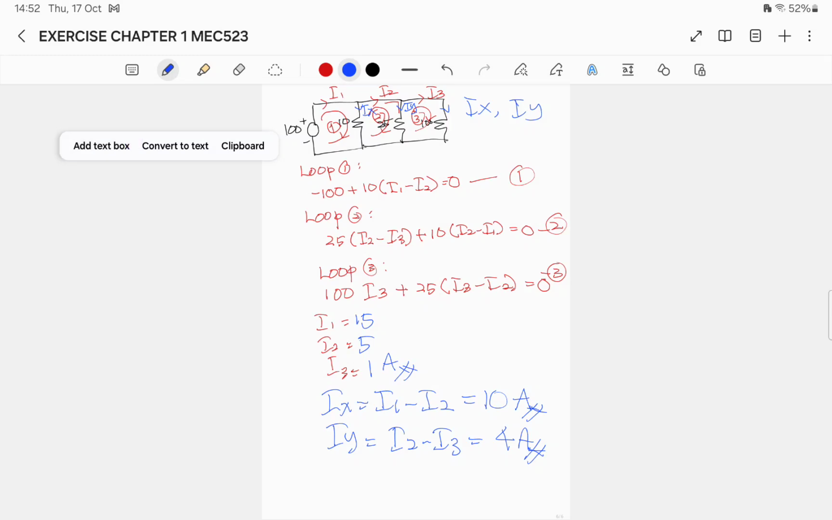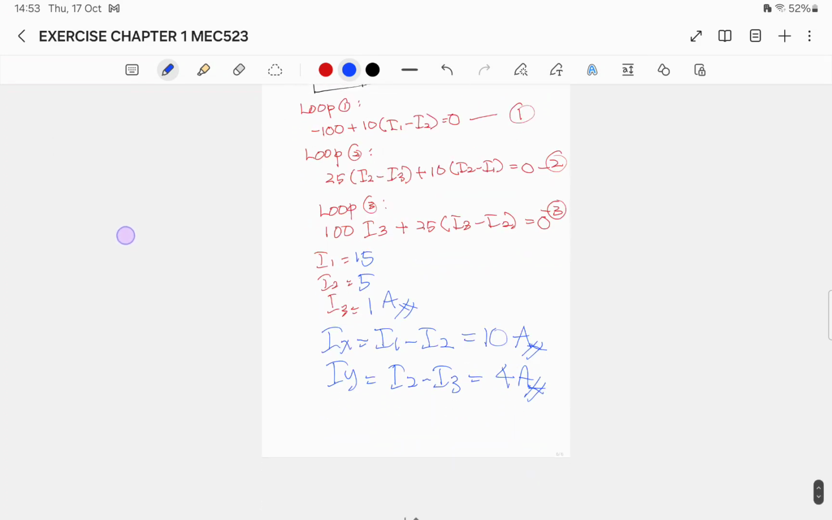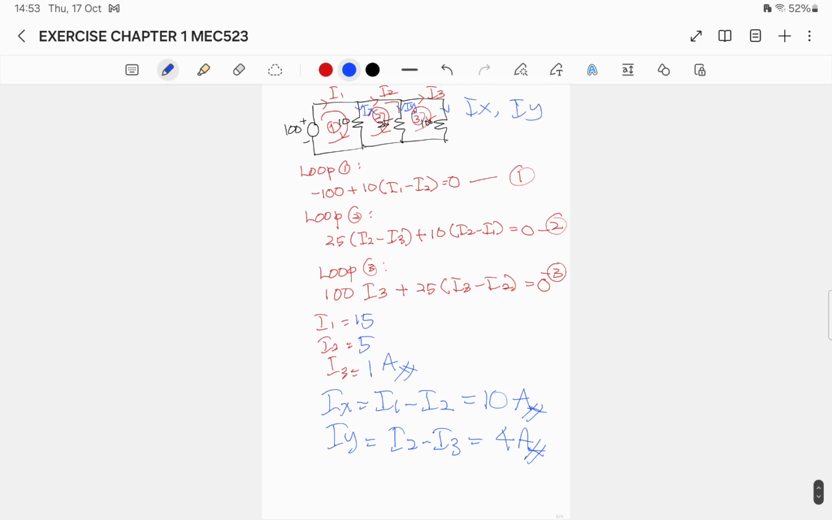Tapi kalau dalam soalan mention use voltage divider, then kena guna voltage divider lah. Kalau tak mention, you nak pakai which cara pun boleh. Ada soalan dia akan tanya tak? Macam dia bagi spesifik guna KVL, guna apa atau tak?